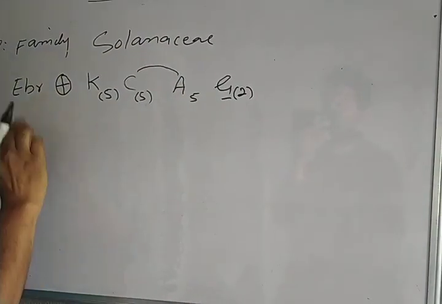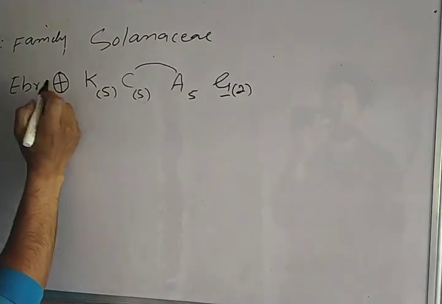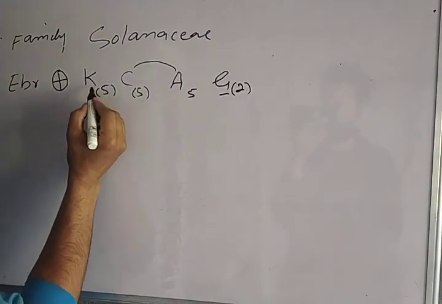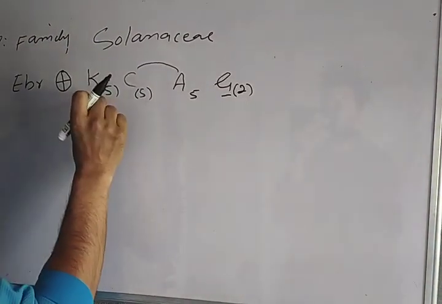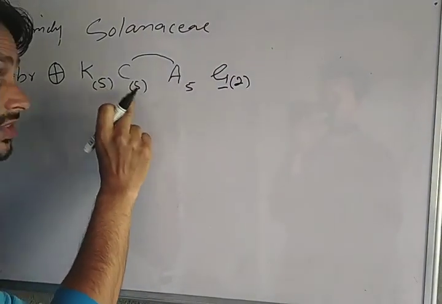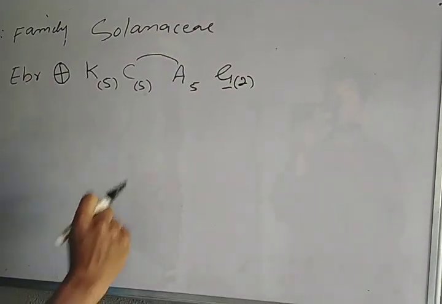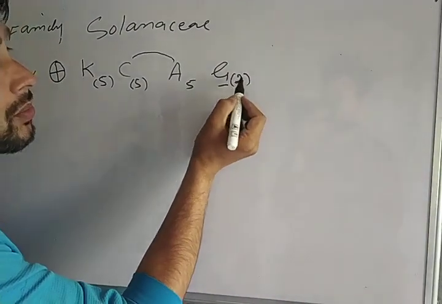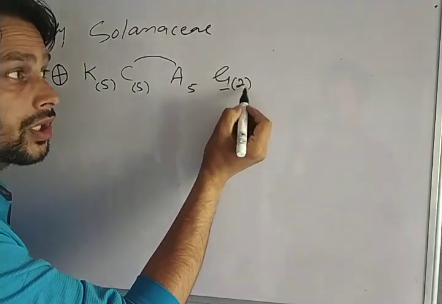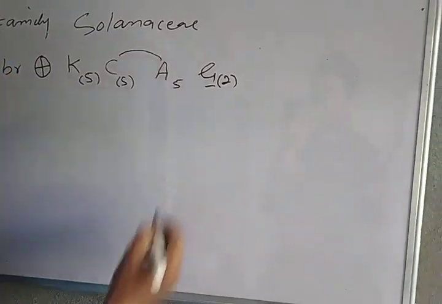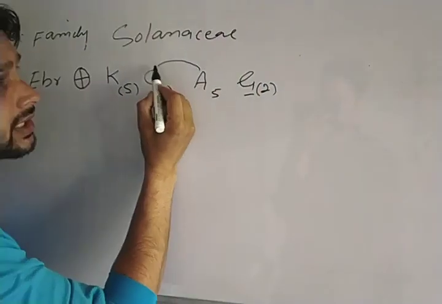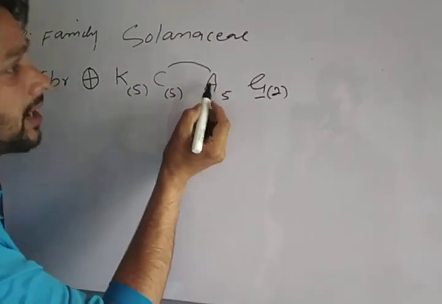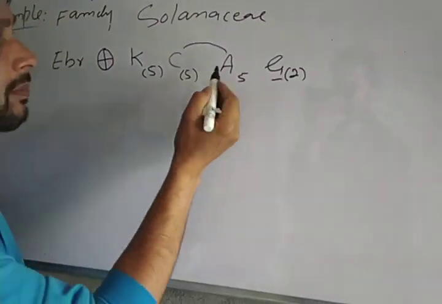EBR represents ebracteate condition. What does this sign, plus in the circle, represent? It represents actinomorphic condition. What do K and 5 in bracket represent? It represents gamosepalous condition. It represents gamopetalous condition. It represents androecium, and it represents gynoecium with 2 in number. Carpels are 2 in number in fused condition, and this dash represents ovary superior. And what does this R represent? It represents the condition is epipetalous, that means androecium and petals are fused.